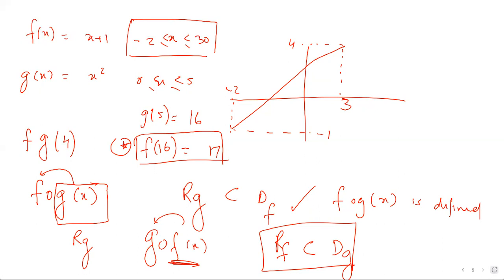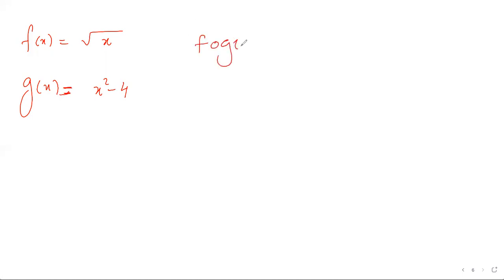Let's take an example to make this very clear. So consider that f of x is root x and g of x is x squared minus 4. And I want to check whether f of g of x is defined or not. If it is not defined, when is it defined, or how can we make it defined?